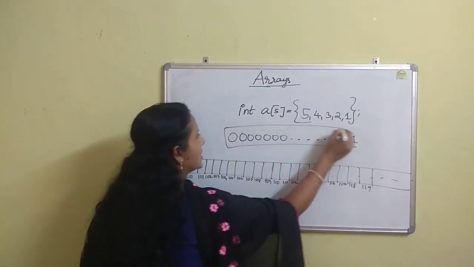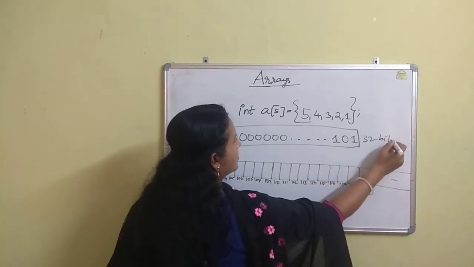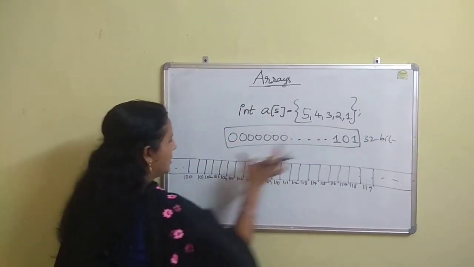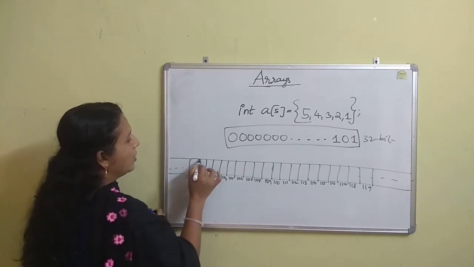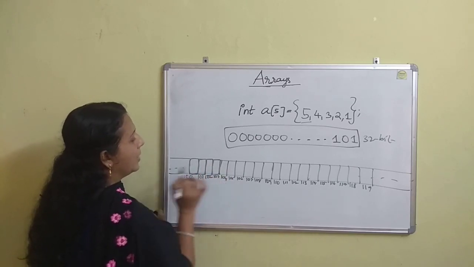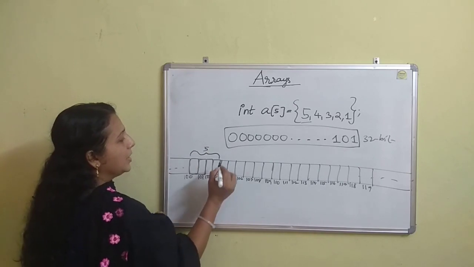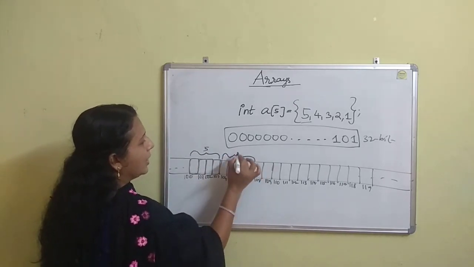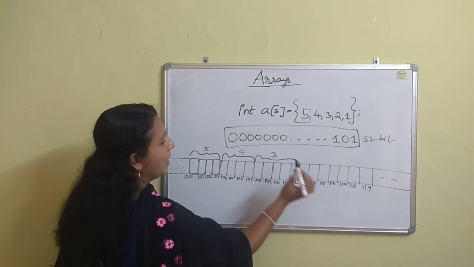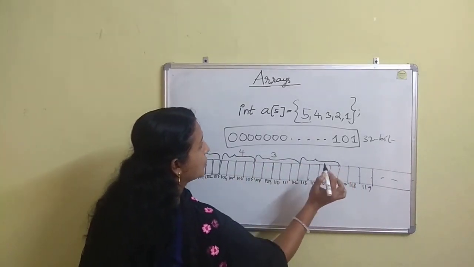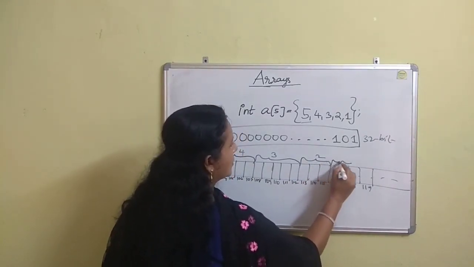Okay, in total this is 32 bits. All these are zeros. This is 32 bits. So this 32-bit space is needed here, and each memory location is of 4 bytes. This 4 bytes is needed to store the value 5. This 4 bytes is needed to store the value 4. And this 4 bytes is needed to store the value 3. This 4 bytes is needed to store the value 2, and this is needed to store the value 1.